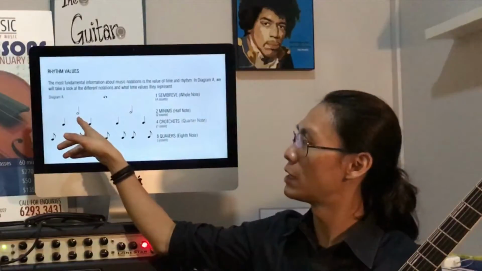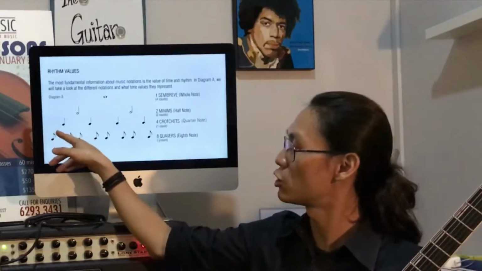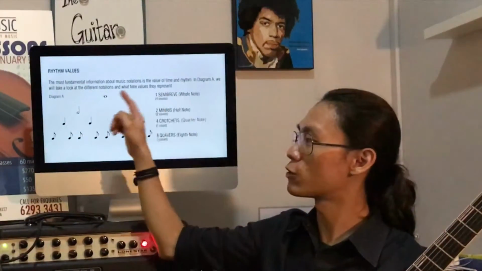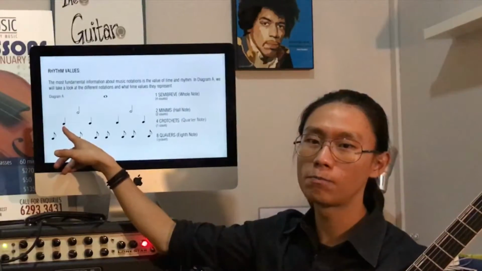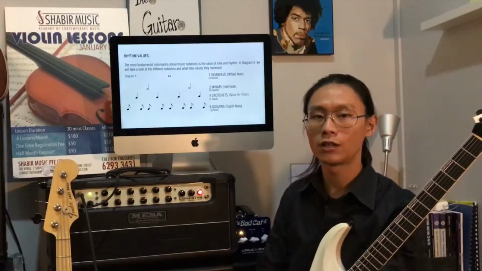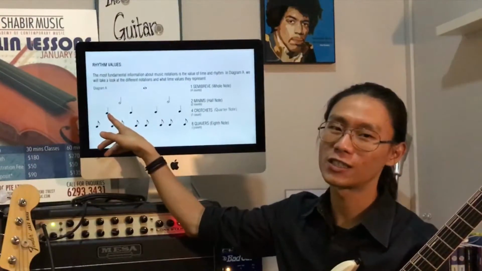Let's divide the minim again by half. And we'll get this symbol here which we call a crotchet or quarter note. Each of these crotchets receives 1 beat each. Let's count that together. 1, 2, ready, go. 1, 2, 3, 4. That's how we count crotchets.